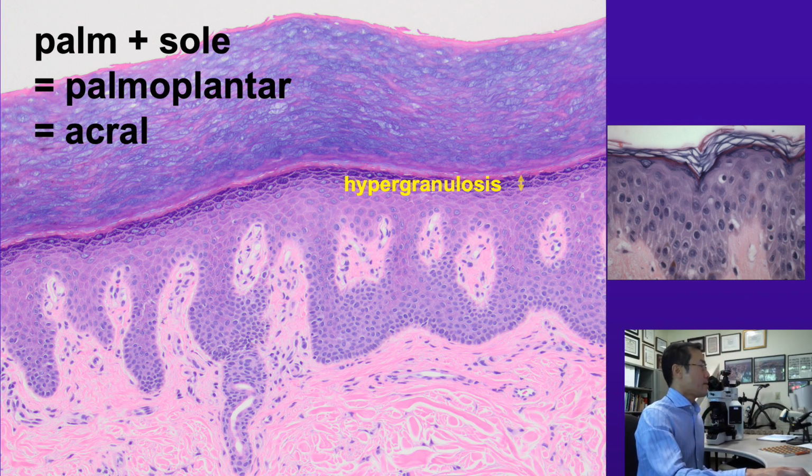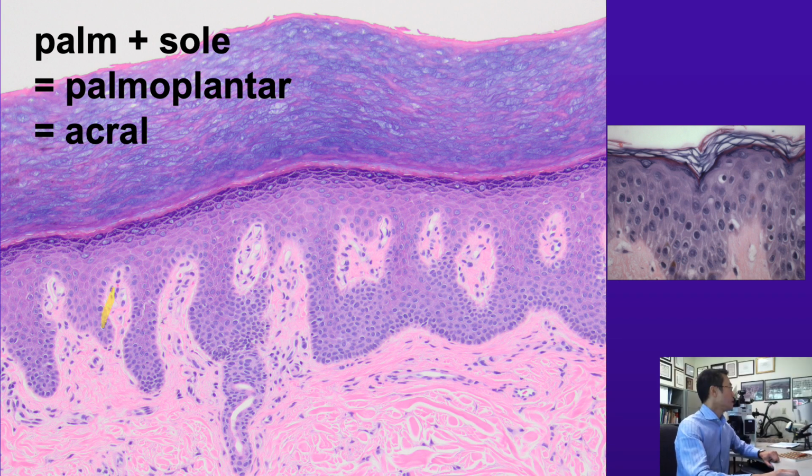Note also that the granular layer is slightly thickened compared to the typical appearance at other sites. Remember, the granular layer is normally fairly thin, just 1 or a few cells at most, but here we can see that it's relatively thickened, 3 or 4 cells or more in this acral site, and this is termed hypergranulosis. We can also see the rete ridge pattern in the epidermis.